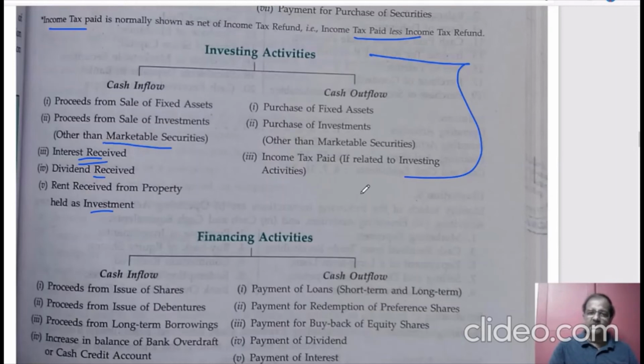Okay, cash outflow: purchase of fixed assets, any amount spent, any cash going out for purchase of fixed assets, purchase of investments, income tax payment relating to investing activity. Okay, so this is to be taken carefully.